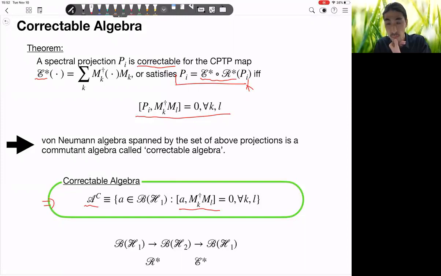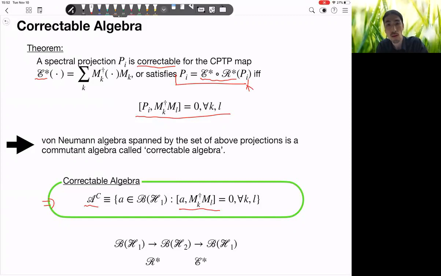I don't think your MKs are the Kraus operators for E star alone. Probably they are the Kraus operators for the composite map E star R star. If I'm free to choose whatever R star I want, I can't see how this theorem can hold. So the way you should have formulated it is that MKs are the Kraus operators for the composite map E star, R star, E star. But we can talk about this later.